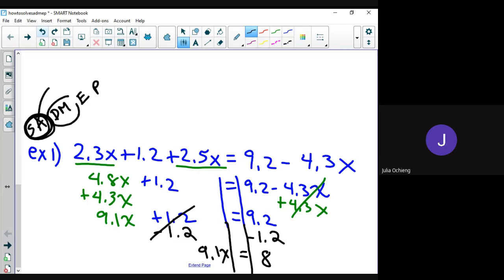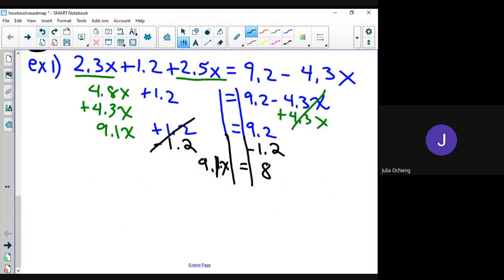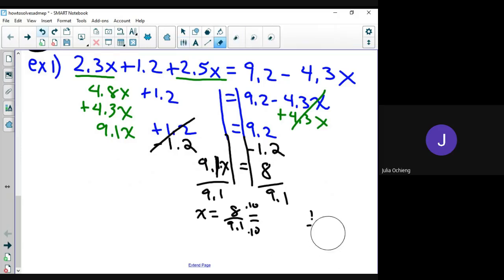So the next thing is going to be to get rid of any multiplication and division. So this is a 9.1 times x. We're going to get rid of the multiplication by doing the opposite, which is divided by 9.1. So we're going to get x equals 8 divided by 9.1. And if you just multiply the top and the bottom by 10, which you can do because 10 over 10 is 1. If you multiply by 10 over 10, you're really multiplying by 1. If you multiply by 1, you're not changing any values, so you're allowed to do that. So that's going to be 80 over 91. So that will be your answer as a fraction.